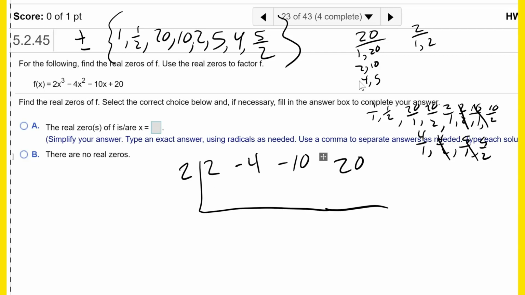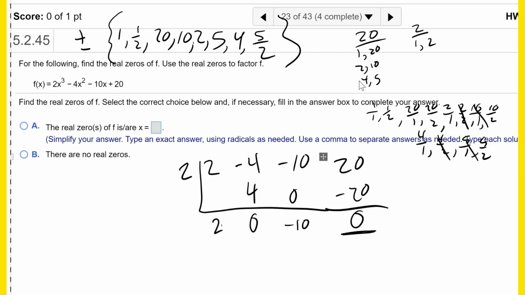And then use synthetic division. Add down, 2 plus nothing is 2. Multiply across, 2 times 2 is 4. Add down, -4 plus 4 is 0. Multiply across, 2 times 0 is 0. Add down, -10 plus 0 is -10. Multiply across, 2 times -10 is -20. Add down, 20 plus -20 is 0. And we should always get 0 as the remainder, because we already knew before we even started that 2 was one of the solutions here.